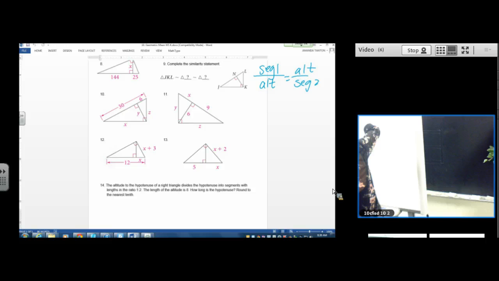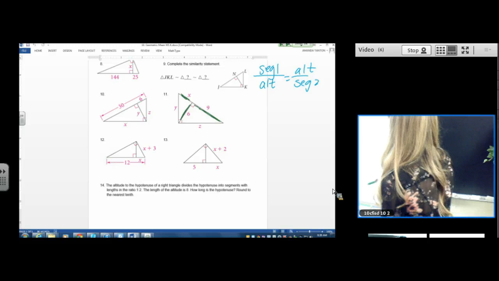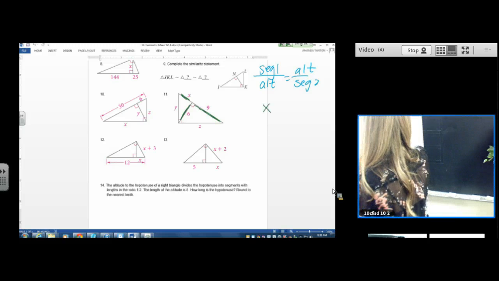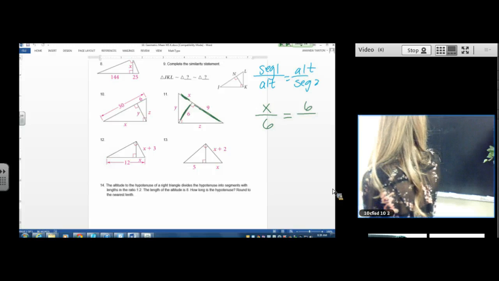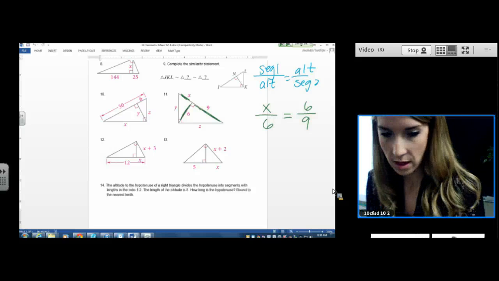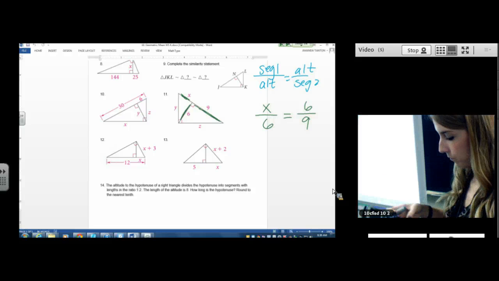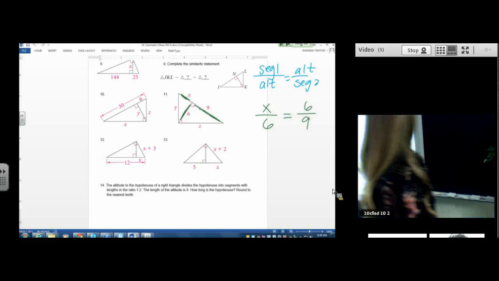Okay, this is a segment of the hypotenuse. This is a segment of the hypotenuse, and this is the altitude. All right, so segment 1 is x, the altitude is 6. Oh, the altitude is still 6, and segment 2 is 9. You cross multiply, and you get 4.